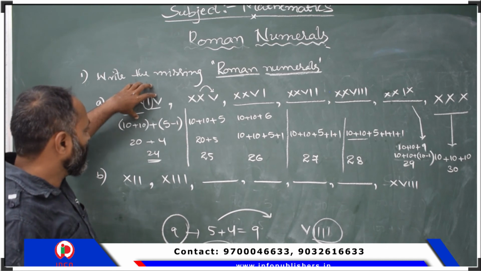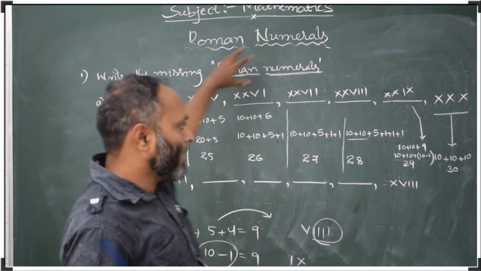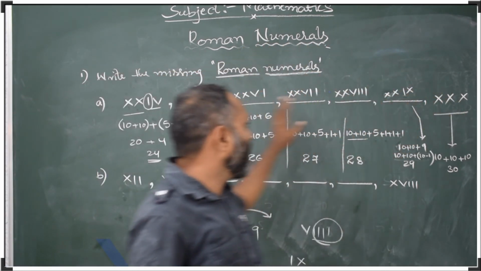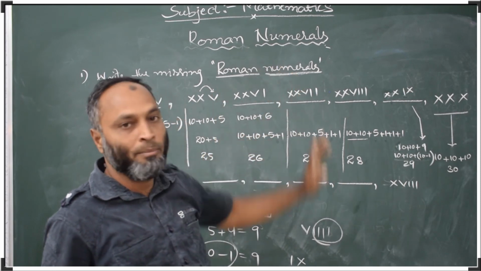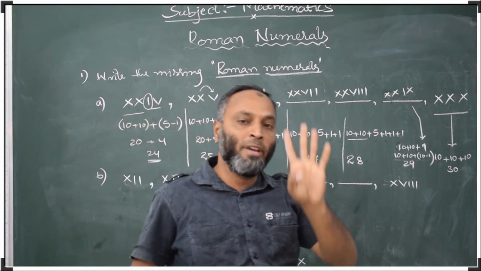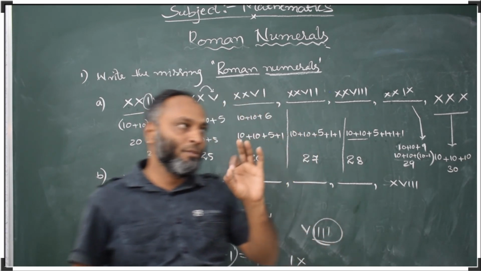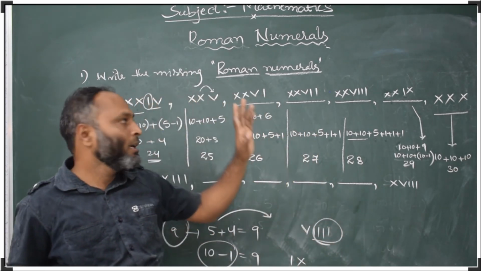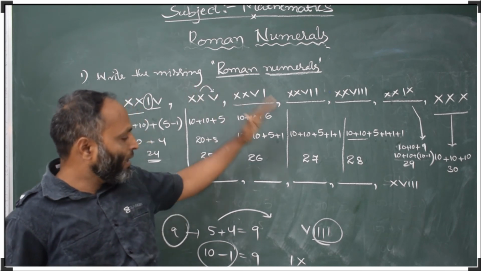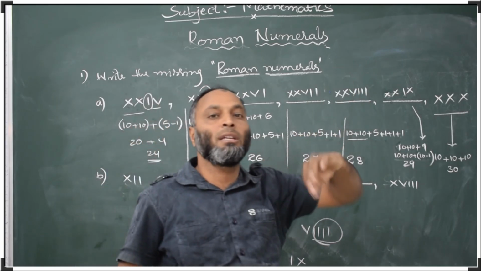First one is given, second one is given, and the last one is given. In between, 4 Roman numerals are missing. So according to the 4 rules, we have to follow the 4 rules. On the basis of the 4 rules, we have to write the missing Roman numerals. These are in this way. This is the procedure to write the missing Roman numerals.